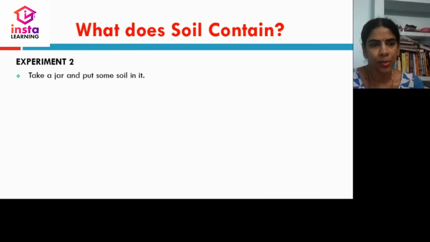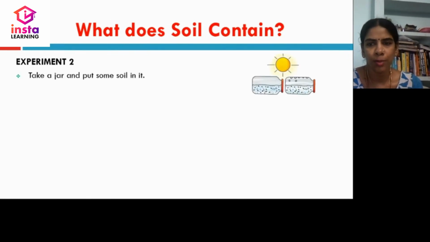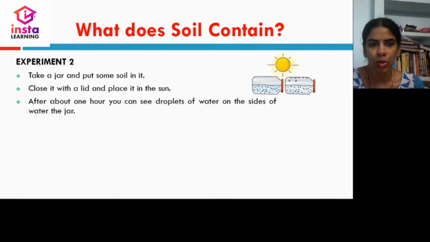Let us perform another experiment. Take a jar and put some soil in it. Close it with the lid and place it in the sun. After about 1 hour, you can see droplets of water on the sides of the jar. This shows that the soil has water.